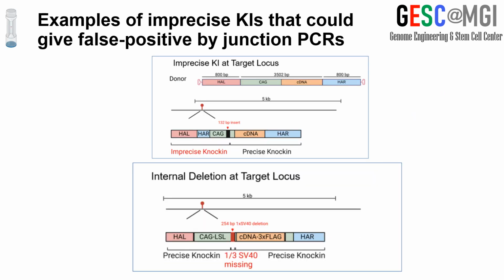There are several examples of unrelated projects that have imprecise insertion events that could give false positive junctions. In this first example, we have an imprecise knock-in at the 5' end, where there is the insertion of part of a right homology arm downstream of the left homology arm, as well as a 132 base pair insertion in the middle of the CAG promoter. In the bottom, we have an internal deletion of one of 3 SV40 inserts, and that event is present in an otherwise correctly targeted knock-in.